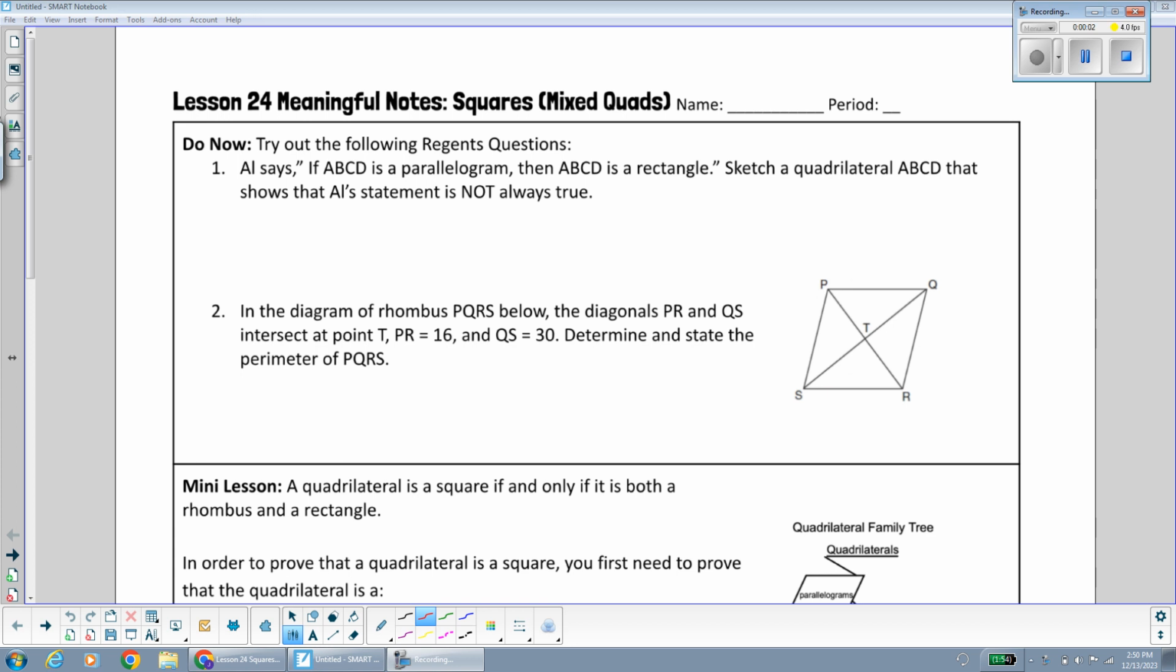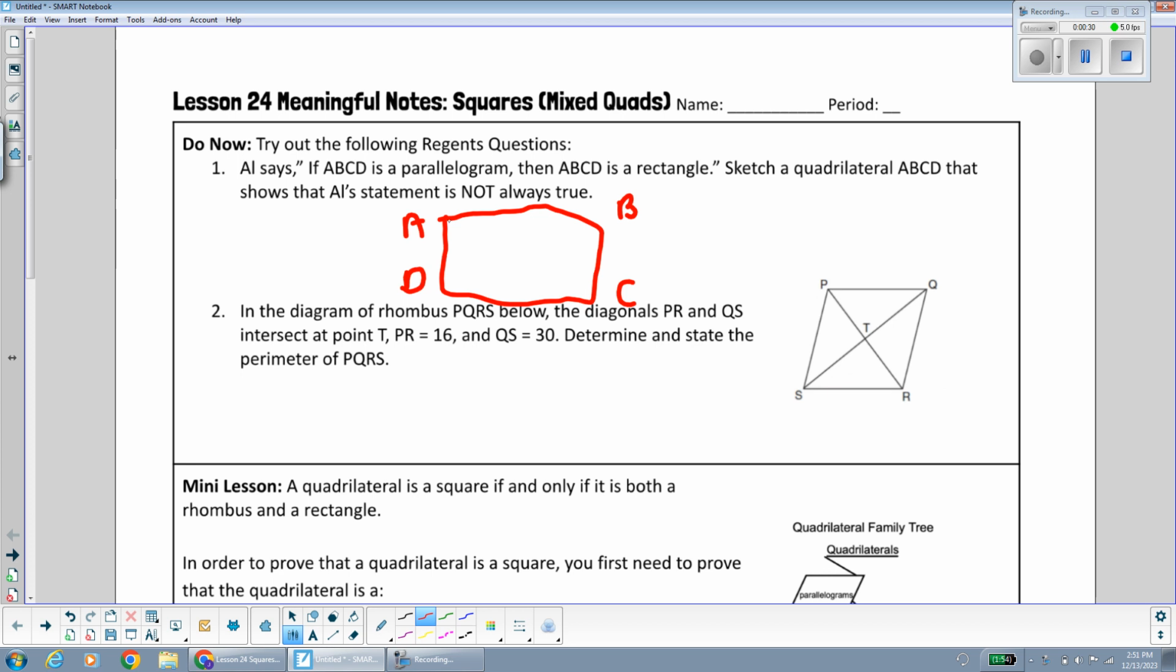In the do now question, it says, Al says, if ABCD is a parallelogram, then ABCD is a rectangle. And it says, sketch a quadrilateral ABCD that shows that Al's statement is not always true. So if I have a parallelogram, it doesn't necessarily have to be a rectangle. It could also be a rhombus.